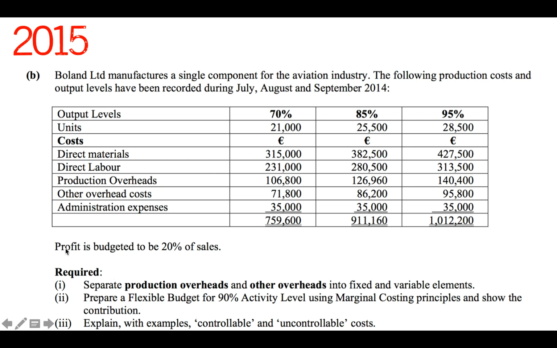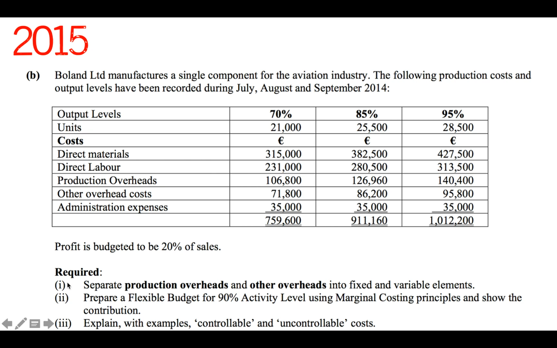Okay, we're told then that profit is budgeted to be 20% of sales. So required: 1. Separate production overheads and other overheads into fixed and variable elements. 2. Prepare a flexible budget for 90% activity level using marginal costing principles and show the contribution. 3. Explain with examples controllable and uncontrollable costs. Okay, so let's get started.